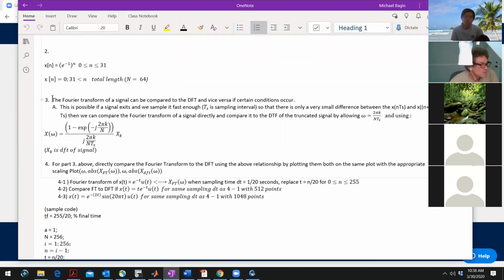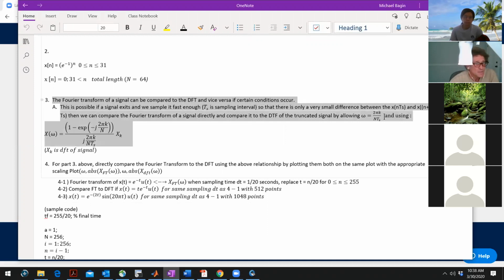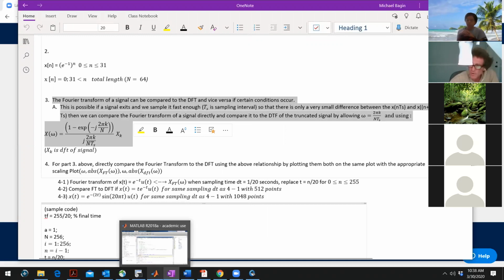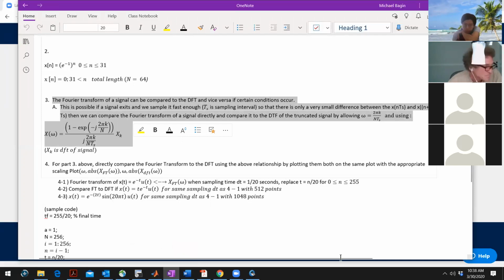All right, the Fourier transform can be computed and compared to the DFT. This is what I was talking about today. Directly compare the Fourier transform to the DFT using the relationship. I think we did this one. Correct me if I'm wrong. Was there an actual problem to solve for problem three, or was that just information to use for part four? It's for part four. There are three of them, 4-1, 4-2, and 4-3. I think I did 4-1 for you as an example. Yeah, you did it in office hours.